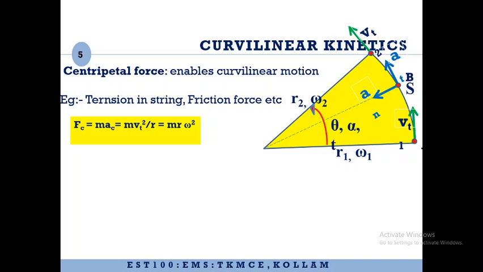So the magnitude of centripetal force is mass into centripetal acceleration, that is, m into vt square by r, or m r omega square.